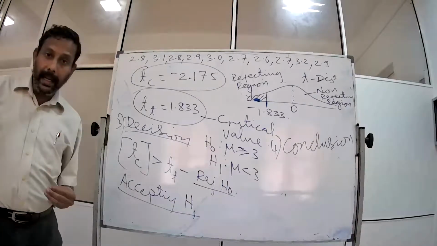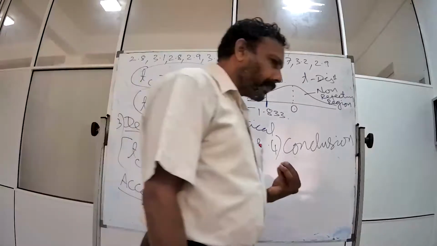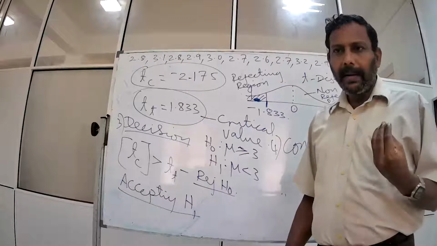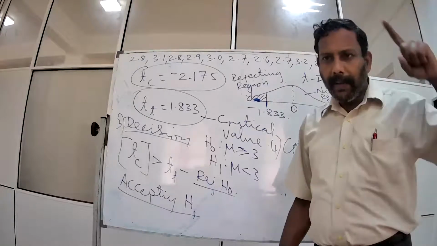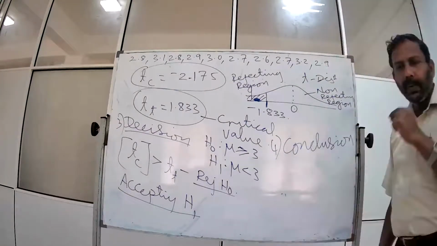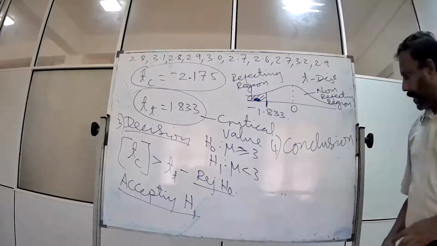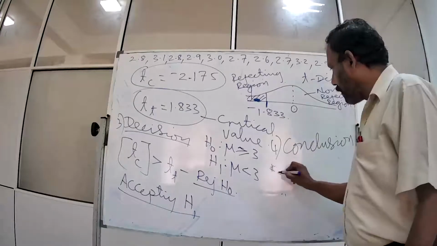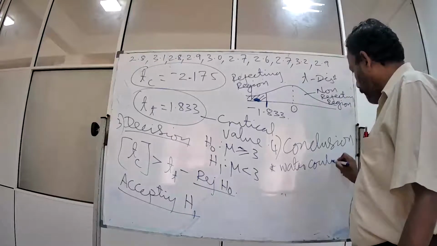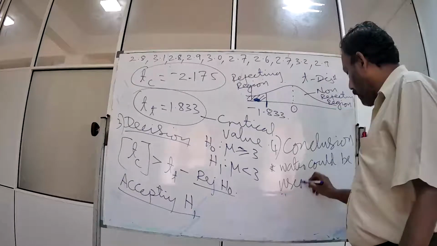If it is less than 3, can we use that for irrigation or not? Yes, sir. Yes, we can use that for irrigation. That is the testing. Look at the question, whether that particular water can be used for irrigation. Yes, that can be used for irrigation. So what is my conclusion? Water could be used for irrigation.